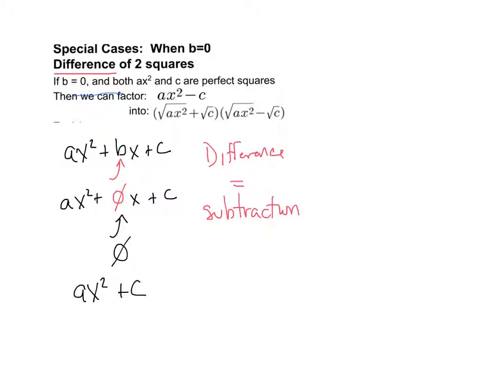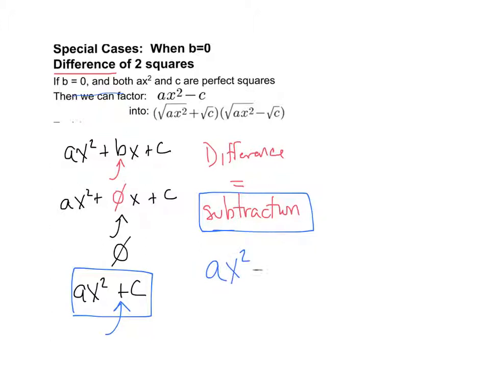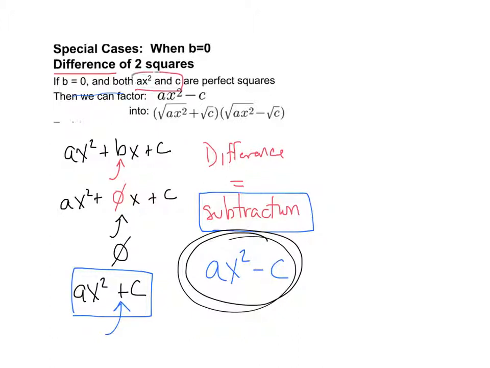So we always know now that not only do we have to have just ax squared and c, but we also have to have subtraction. So instead of ax squared plus c, what we're really looking for is ax squared minus c. Whenever we have this layout, we know we can do difference of two squares.